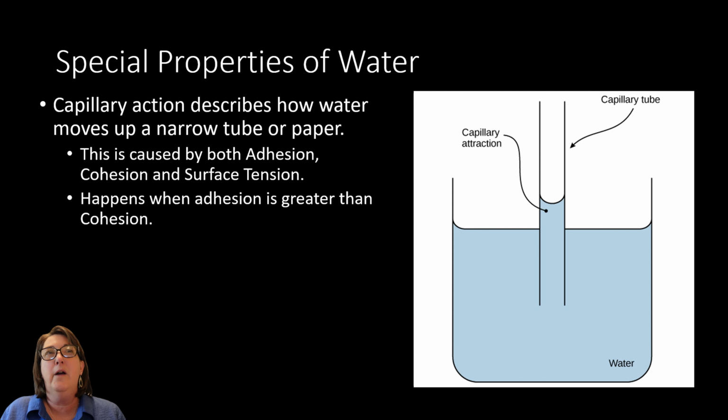Another property of water is capillary action. This describes how water moves up a narrow tube, or if you've put out paper towels and the water has slowly crept into the paper towel. This is capillary action. It's going to move up against gravity. It's going to happen when adhesion is greater than cohesion. So the attraction of water to something else is going to be greater.